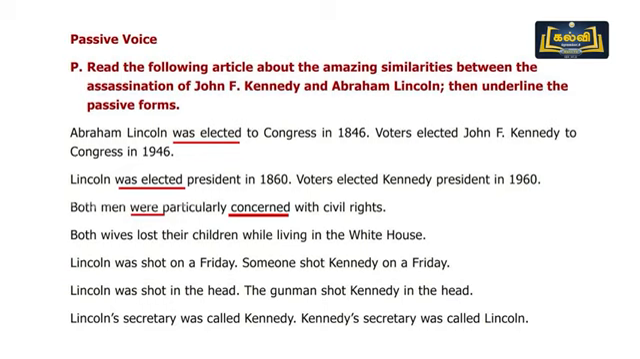Here also the auxiliary verb is missing. This is the active form. Their children while living in the White House. Lincoln was shot on a Friday. It is given in the passive form. Someone shot Kennedy on Friday. So, here also this is the active form of the usage. Children, likewise, many sentences are given below. You have to identify whether it is the active voice or the passive voice.